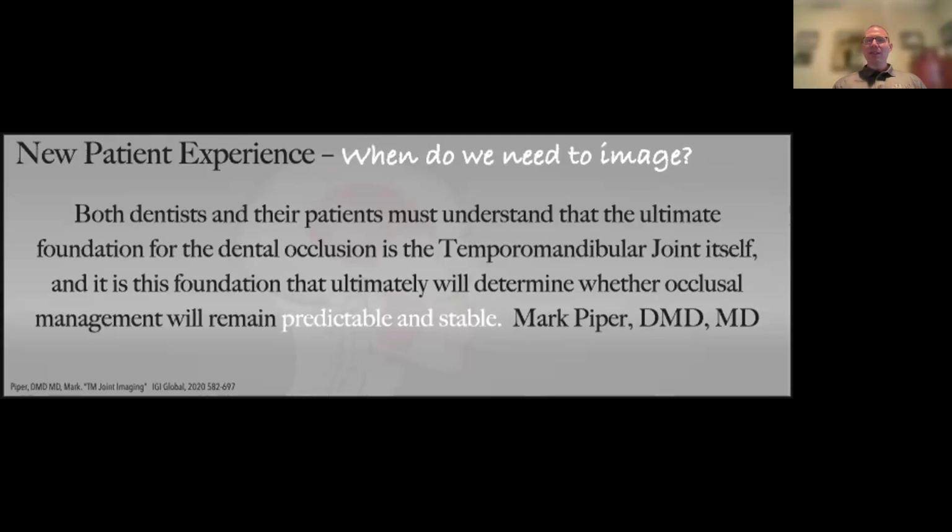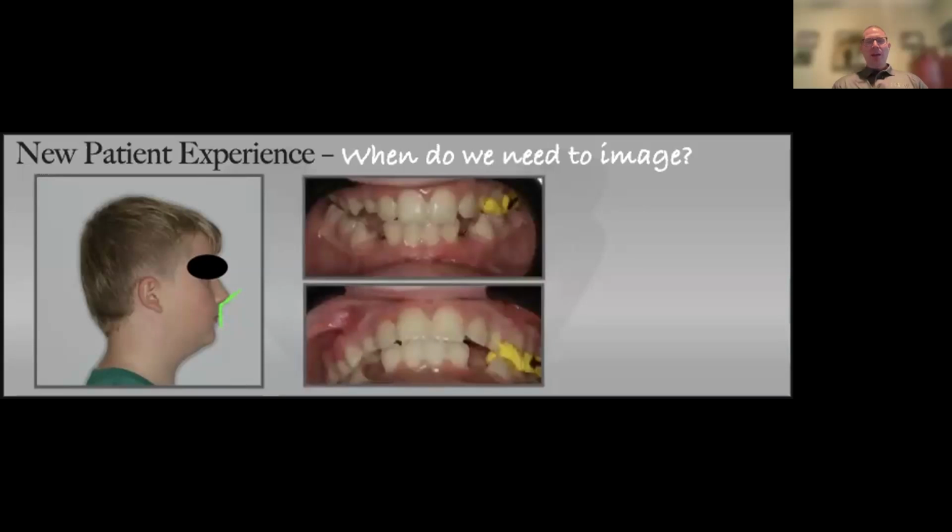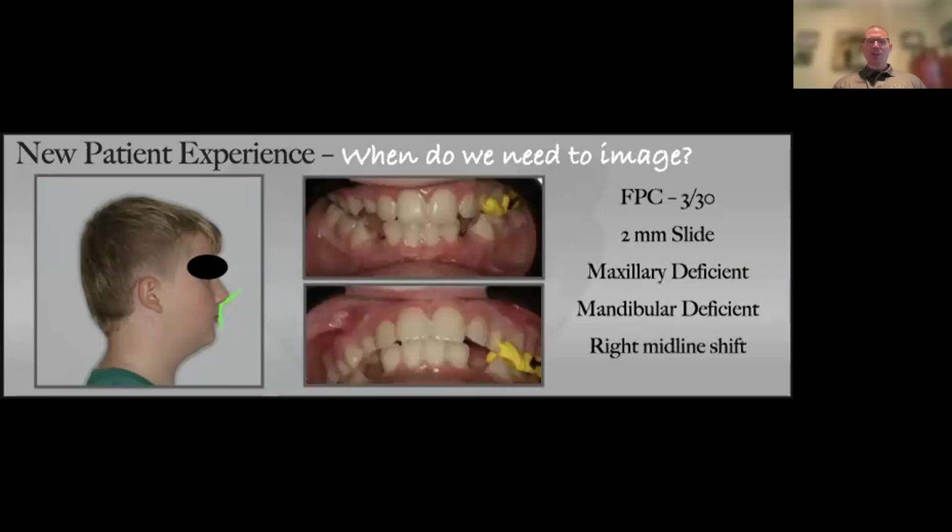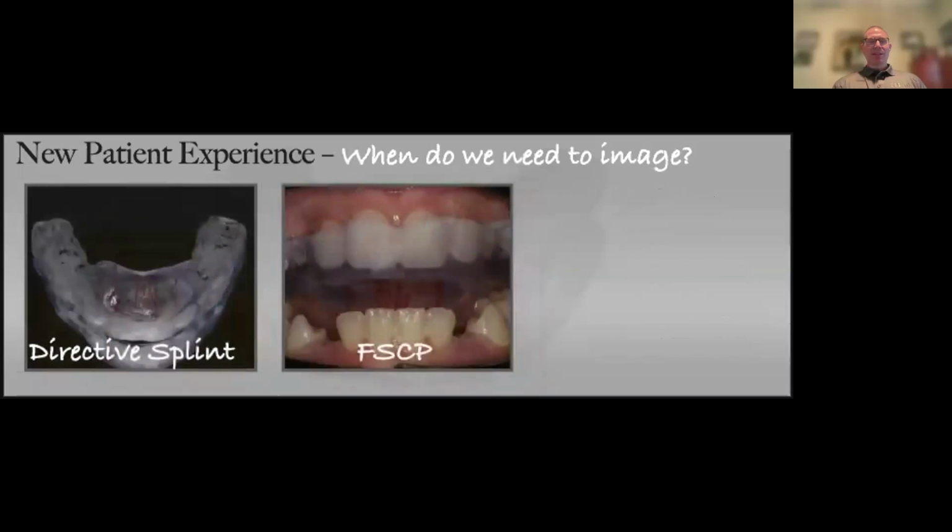So when do we need to image? Let's look at Ryan. Ryan came into the practice as a referral from an orthodontist, and you can see he's maxillary deficient. His midlines are off towards his right. First point of contact was on the right side. He had a 2 millimeter slide to his left, and he was maxillary and mandibular deficient. So we wanted to make him a directive splint to try to stimulate growth on the mandible.